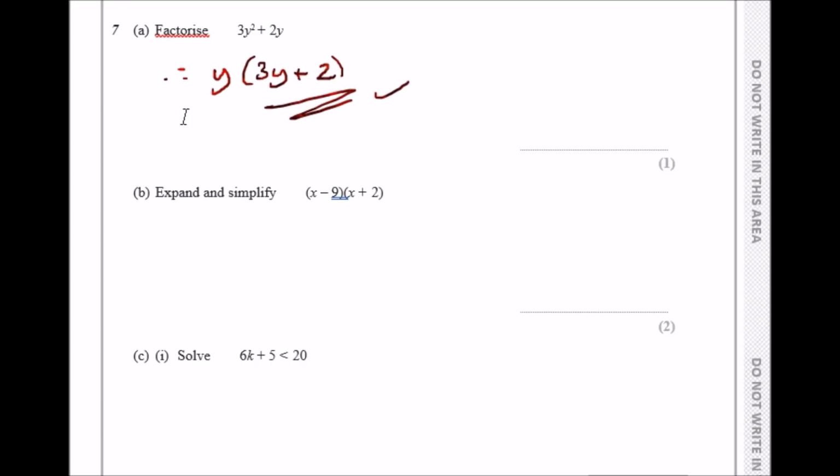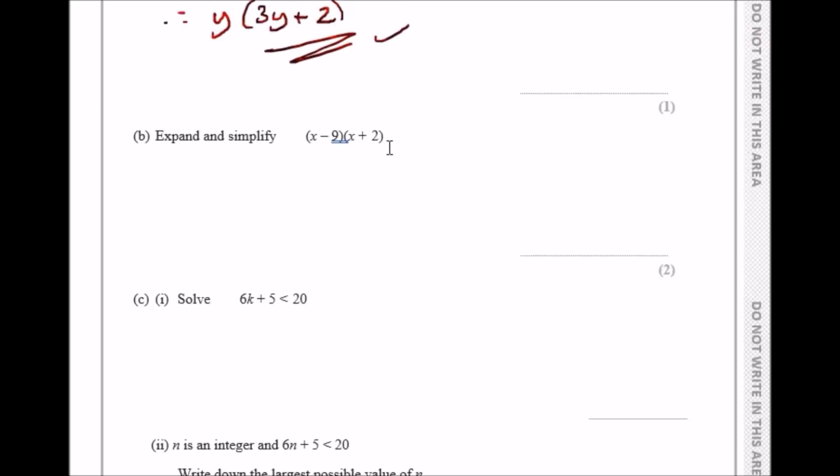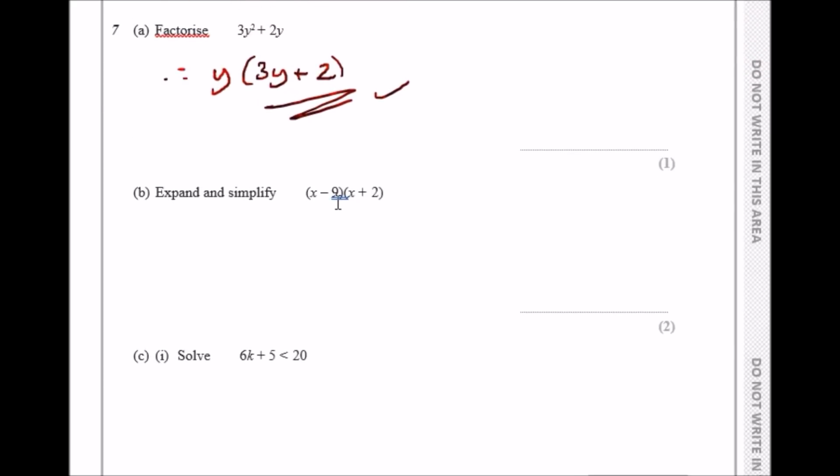So how about this one? Expand and simplify x minus 9 times x plus 2. Again, easy. So we'll use the FOIL method. I will times x with x, then x with 2, and then the inside part, so minus 9 and x, and then minus 9 and 2. So x times x is x squared. x times 2 is 2x. Minus 9 times x is minus 9x. Minus 9 times 2 is minus 18.